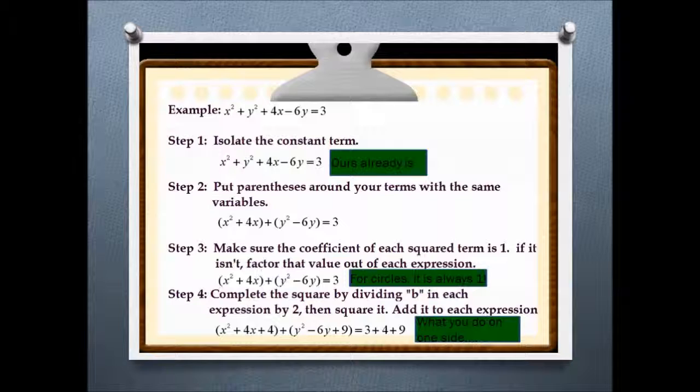For the second group, our b is negative 6. Dividing it by 2 is negative 3. Squaring it will give us a positive 9. So y² − 6y + 9. Now, what you add on one side should be added on the other side. That's why you will see on the right side of the equation, we have 3 + 4 + 9, since we added 4 and 9 on each of our groups.